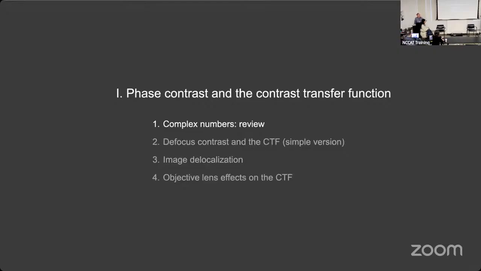I'm going to start with a review of complex numbers because I'm going to be using complex numbers, and I'm sure you all have heard of them, but this will be quick. And then the focus of this first lecture is the contrast transfer function. That turns out to be absolutely the key for any high-resolution electron microscopy, and it's embedded in all of the reconstruction algorithms and so on. So I'm going to talk quite a bit about that.